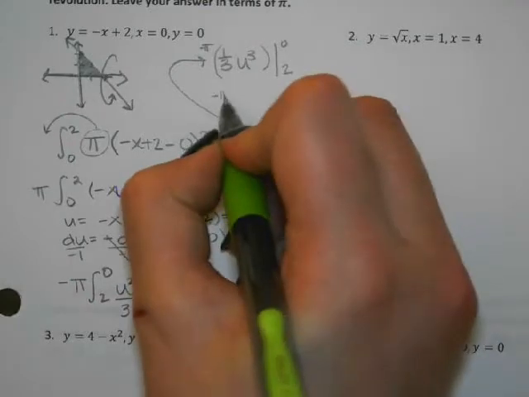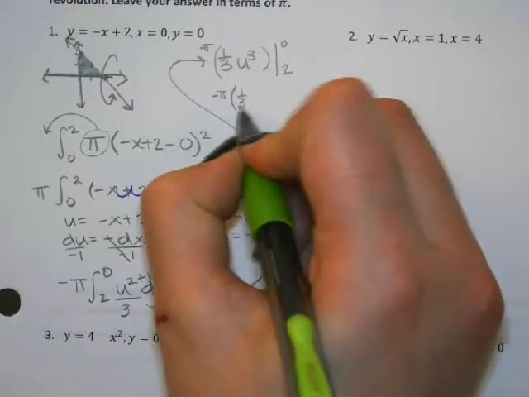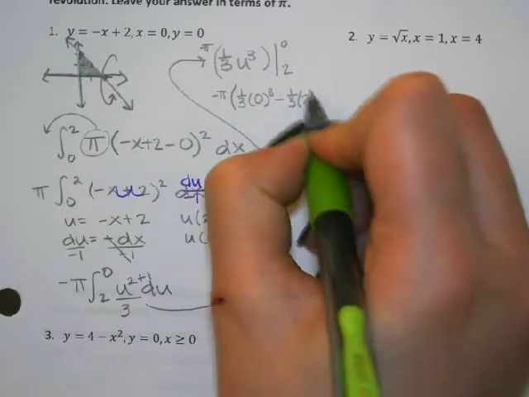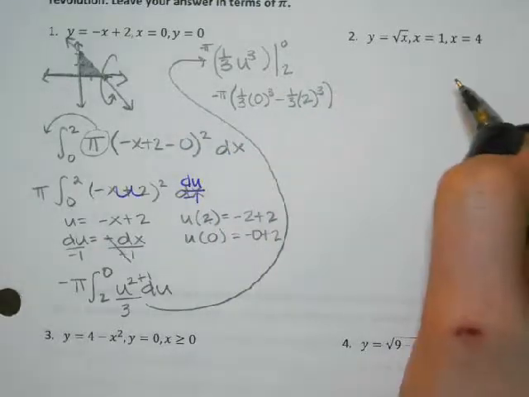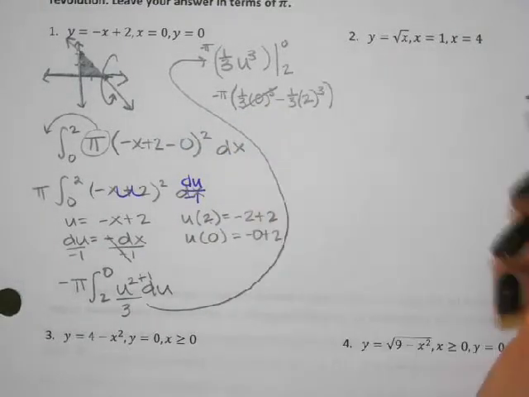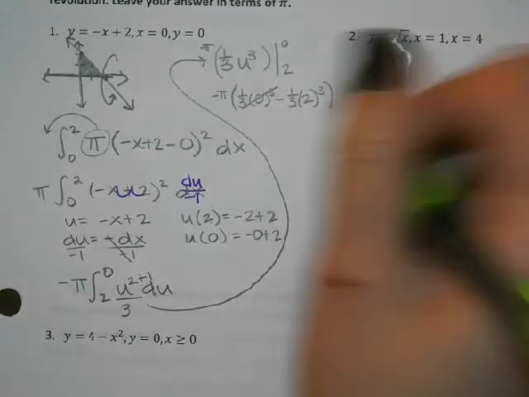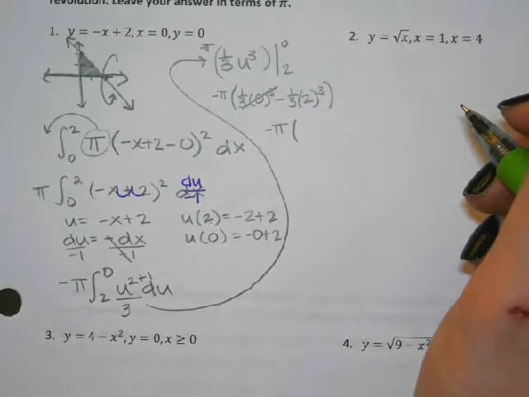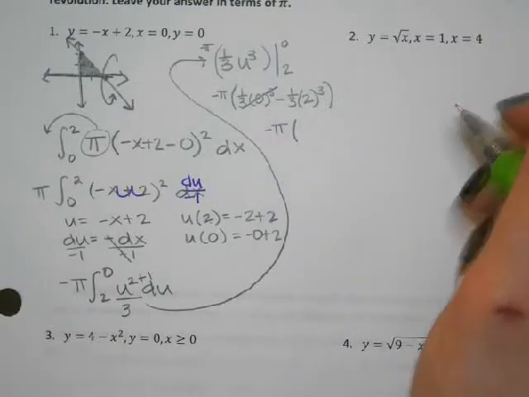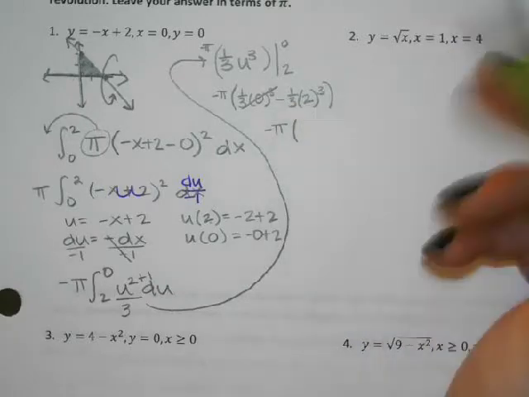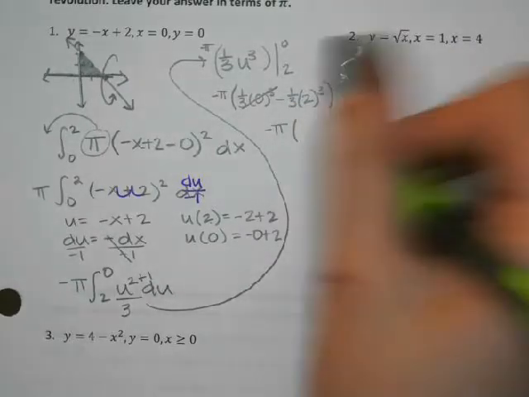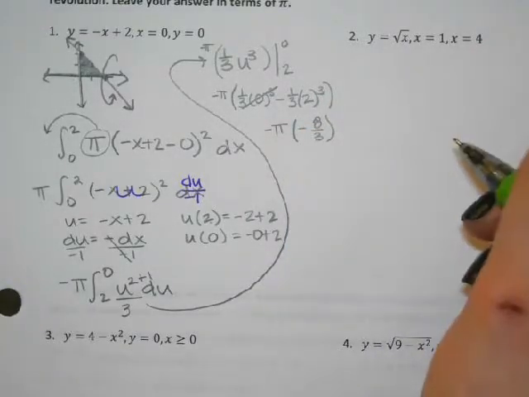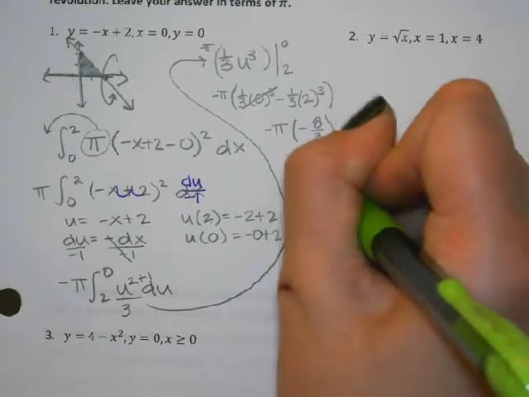So we have negative pi times 1/3 times 0 cubed minus 1/3 times 2 cubed. And this is nothing. So we have negative pi times negative 8/3. And so our answer is 8 pi over 3.